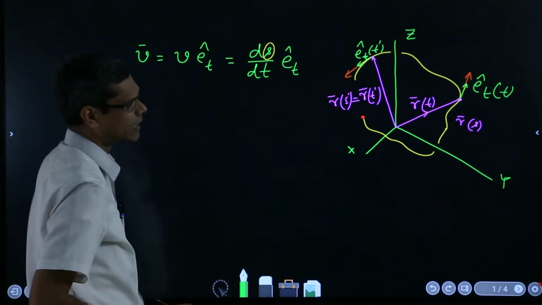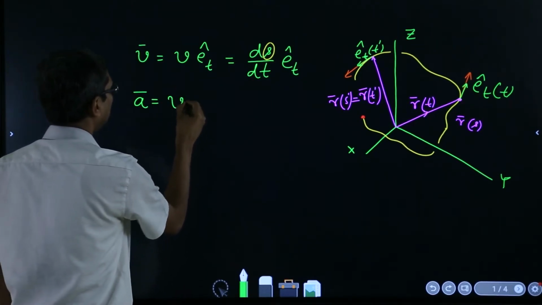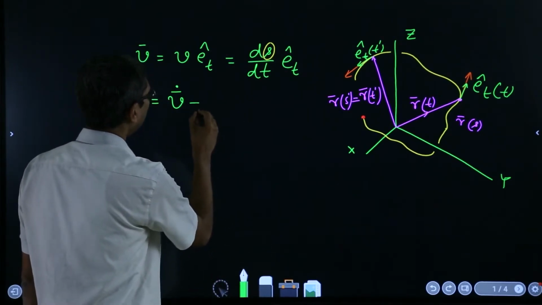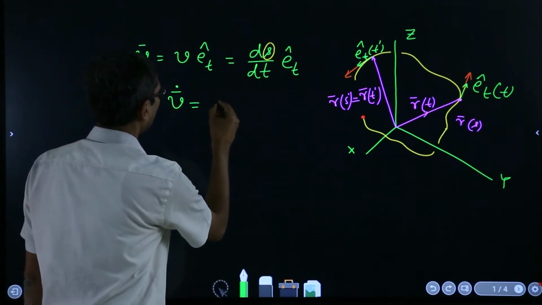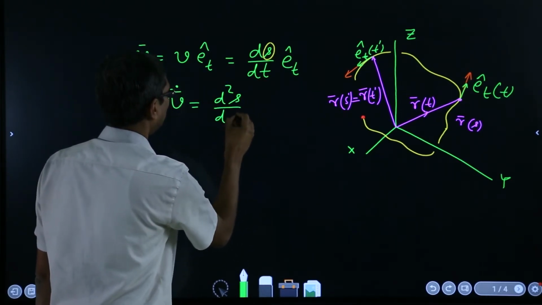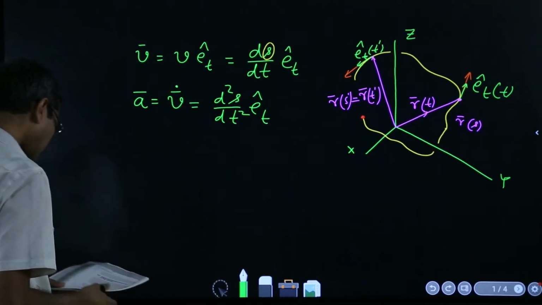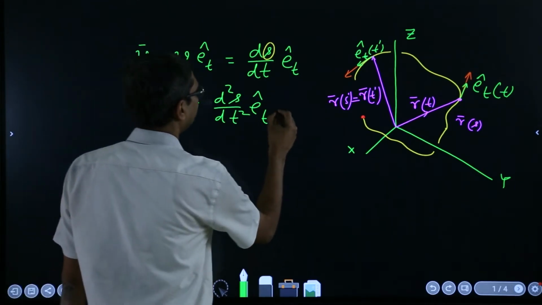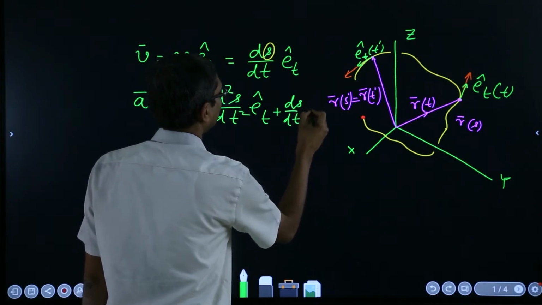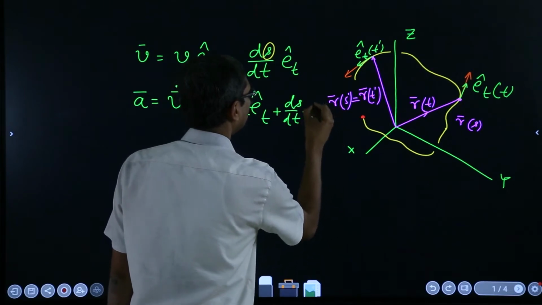Suppose the velocity we have taken like this. The acceleration will be calculated by taking the derivative of this velocity vector. Now that will bring us to what? One part will be d square s over dt square times et. That is one part, but then the other thing is ds over dt times et dot.